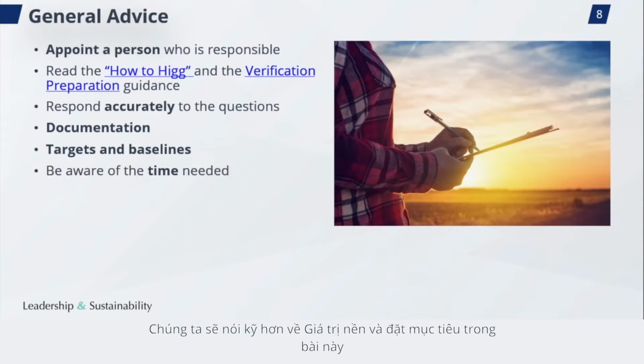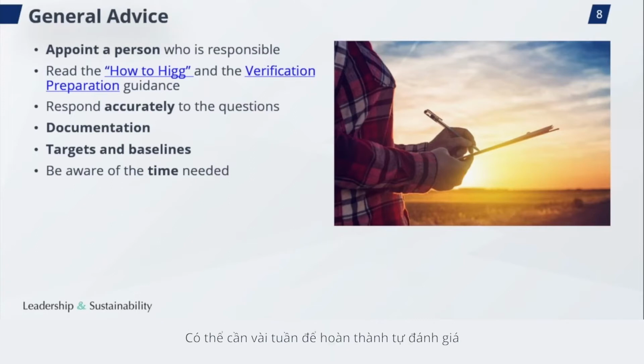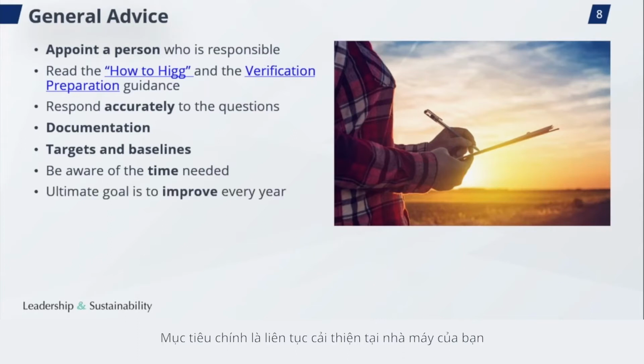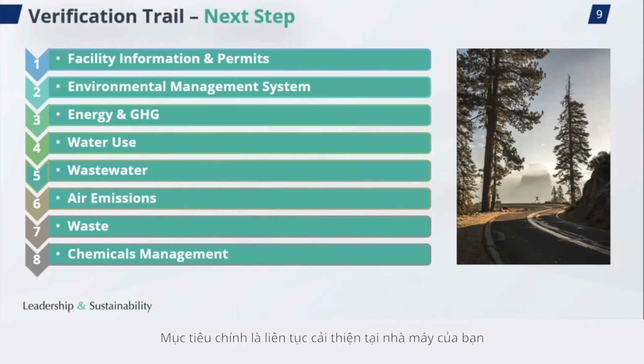Then also be aware of the time needed. If you need to collect information from colleagues, collect data, etc., it may take some time to do that. So you may need even a few weeks to complete the self-assessment. And then, of course, the ultimate goal is to improve every year, to have a continuous improvement cycle in your factory.